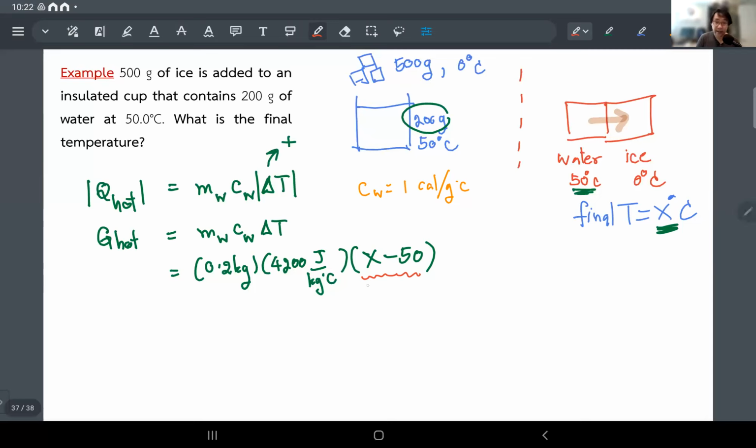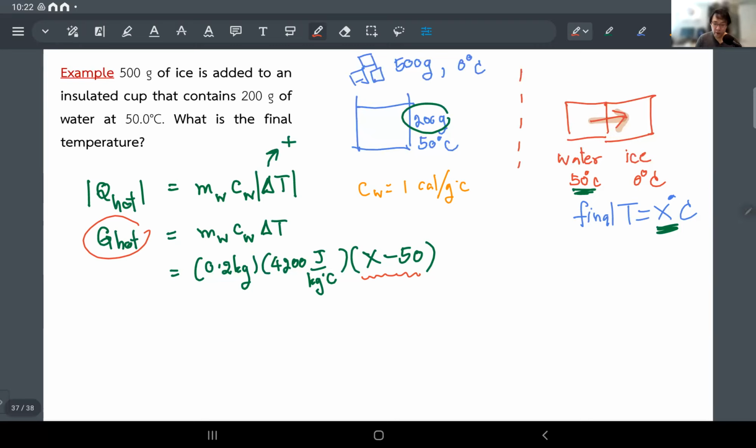The mathematics of the formula will take care of the sign itself, because that's what the formula is saying. See, if at the end X is lower than 50, this whole expression will give you a negative number. And when you have a negative number, it means Q hot is negative, and a negative Q hot means the heat is flowing out from the hot portion of the system. Does that make sense to you guys?